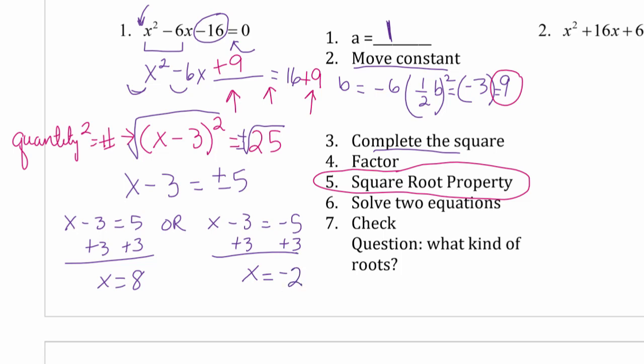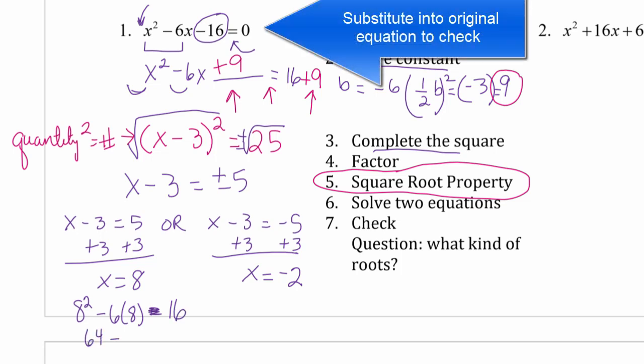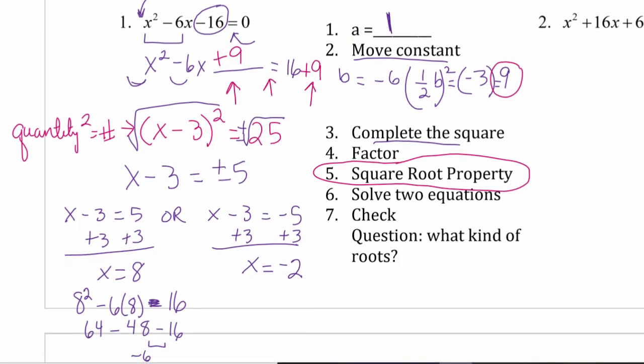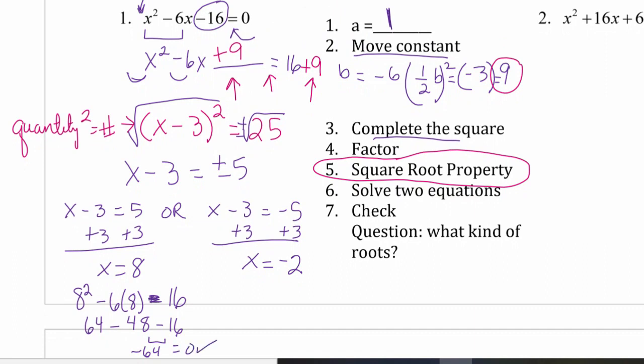And it says to check. Okay. 8 squared minus 6 times 8 minus 16. I'm back in the original equation, did you notice? And I'm substituting the 8. So that's 64 minus 48 minus 16. This is a negative 64, and so that does equal 0, so that checks. And here, negative 2 squared minus 6 times negative 2 minus 16. So this is 4 plus 12 minus 16, and it's 16 minus 16, so that equals 0, so that checks. Okay, remember you can use your calculator to check as well.